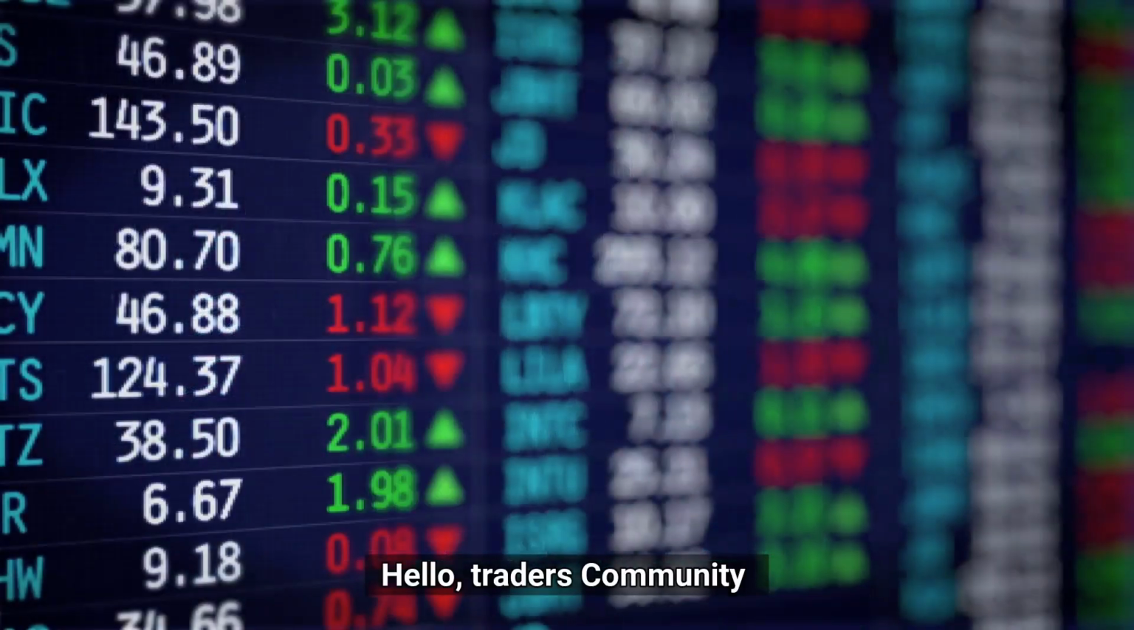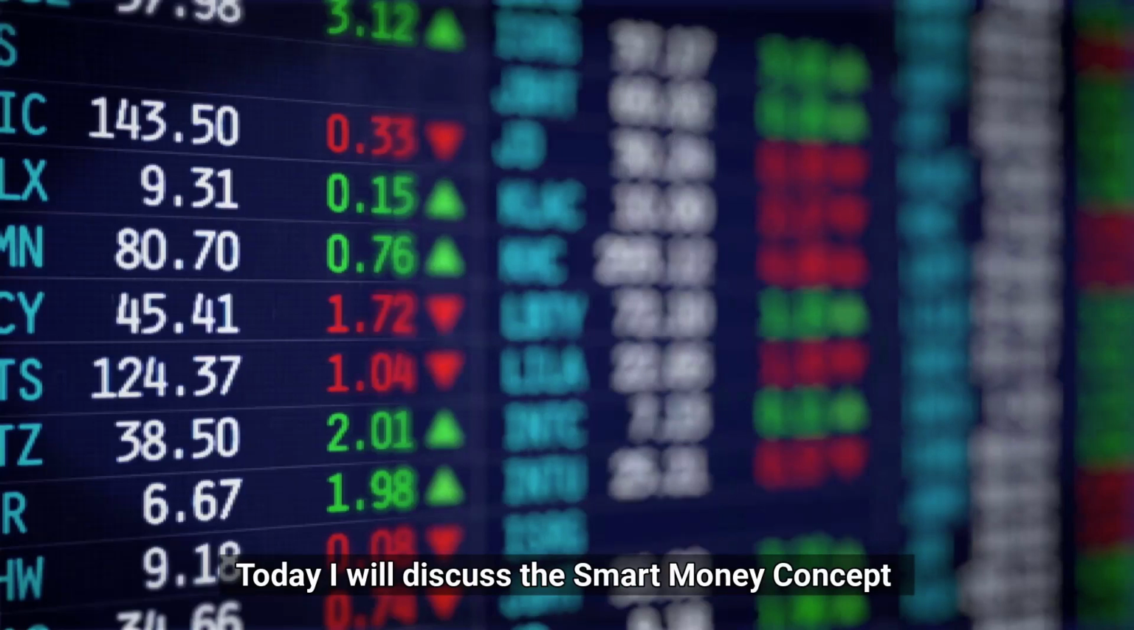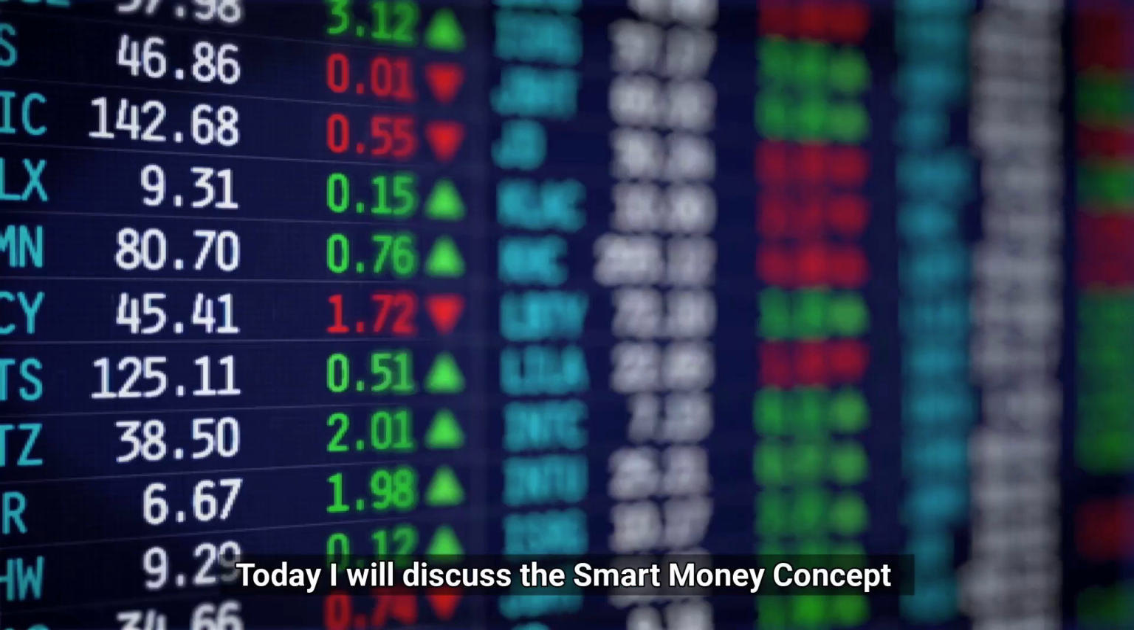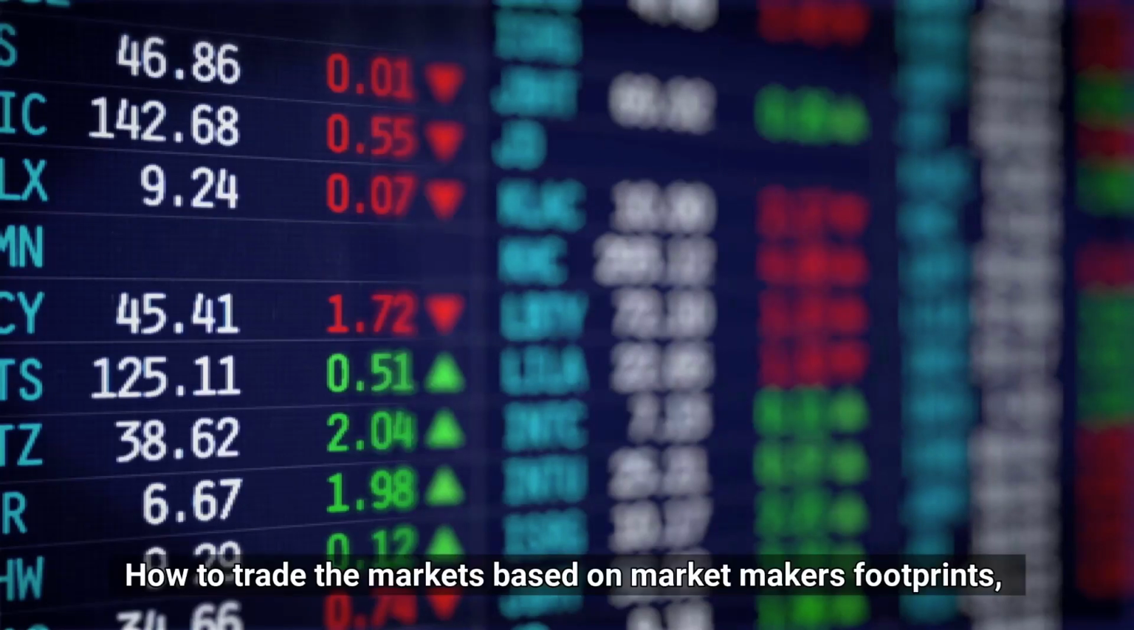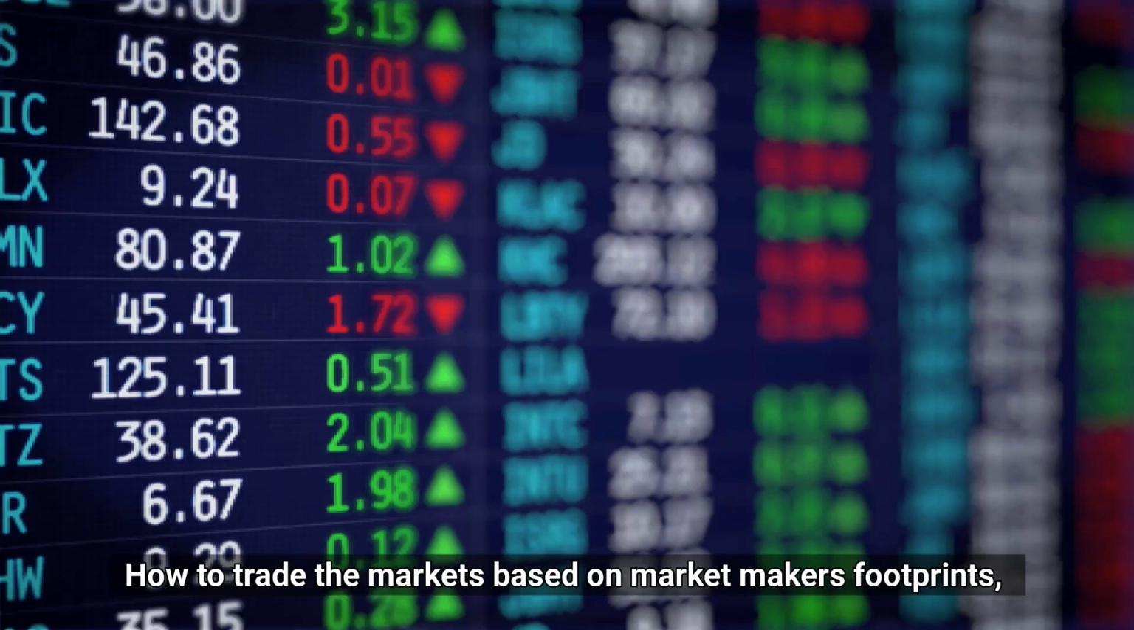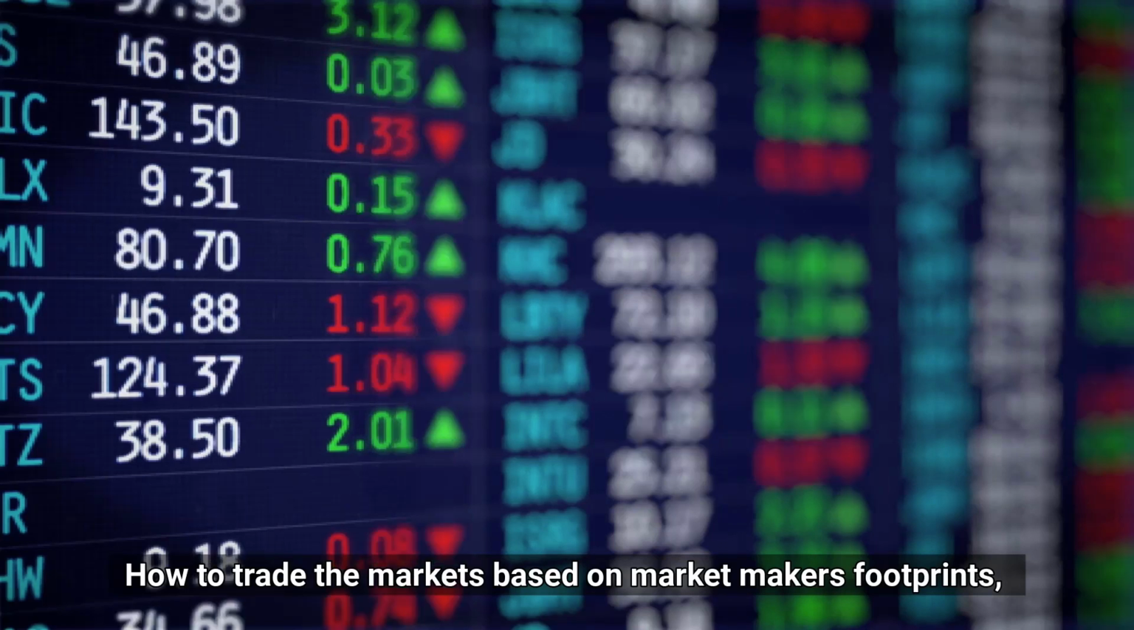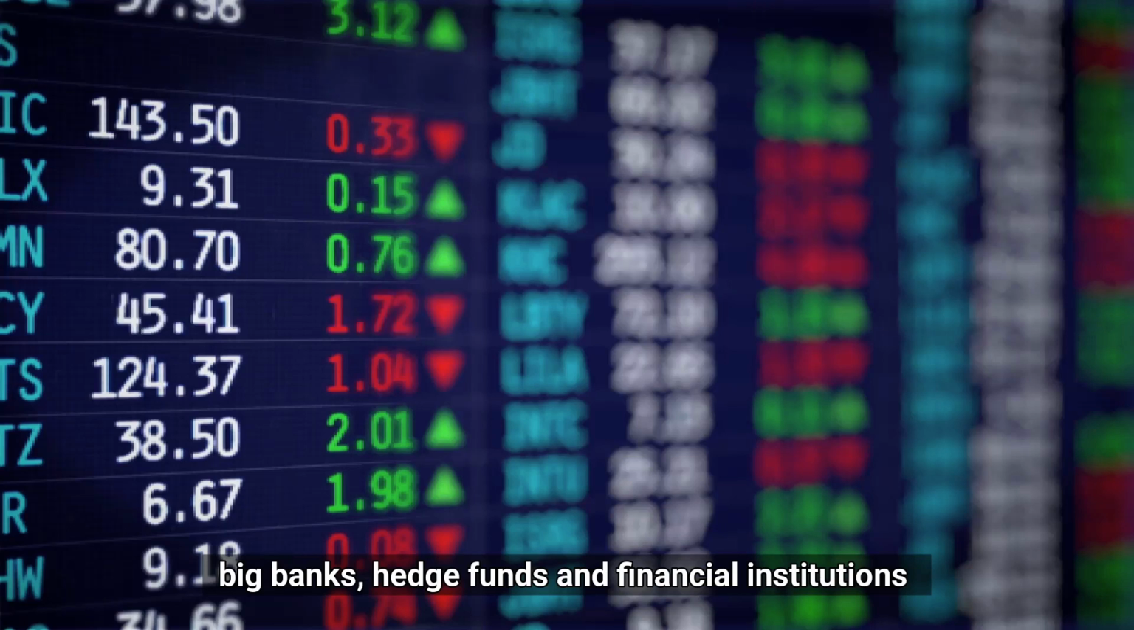Hello traders community. Today I will discuss the smart money concept: how to trade the markets based on market makers' footprints, big banks, hedge funds, and financial institutions.